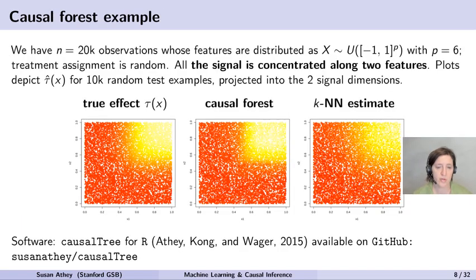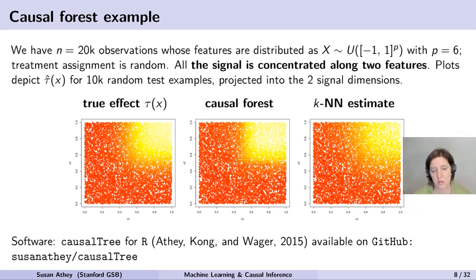So to see an example of how this works in practice, let's imagine we have 20,000 observations. We have uniformly distributed features and 6 covariates, and treatment assignment is random. And suppose that all of the signal is concentrated along 2 features. So the rest, 4 of the X's, are kind of noise covariates, and 2 of them actually affect treatment effects. So we look over here first on the left, we see a heat map of the true effect. So we've got this nonlinear relationship, and treatment effects are bigger in this right upper corner and lower elsewhere.